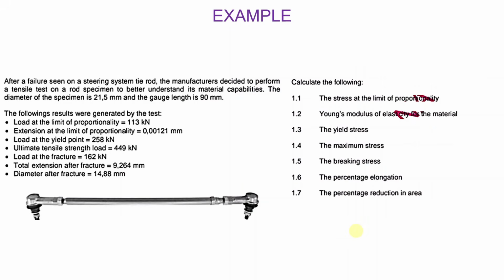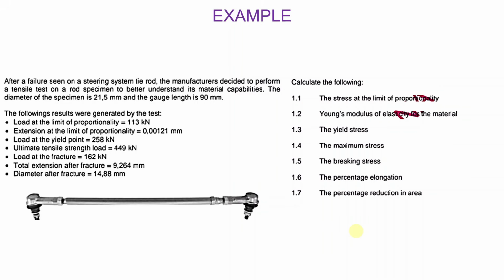Now let us look at this example here. This is a very long example. After a failure seen on a steering system tie rod, the manufacturers decided to perform a tensile test on a rod specimen to better understand its material capabilities. The diameter of the specimen is 21.5 millimeters and the gauge length is 90 millimeters. The following results were generated by the test.